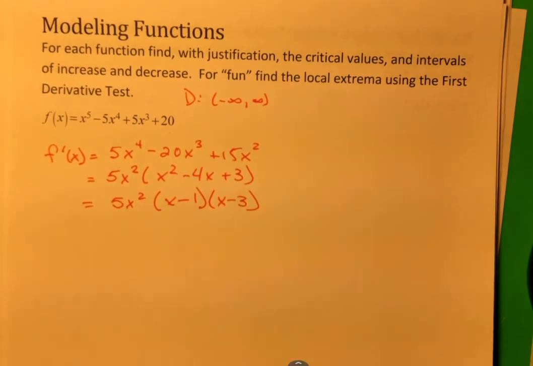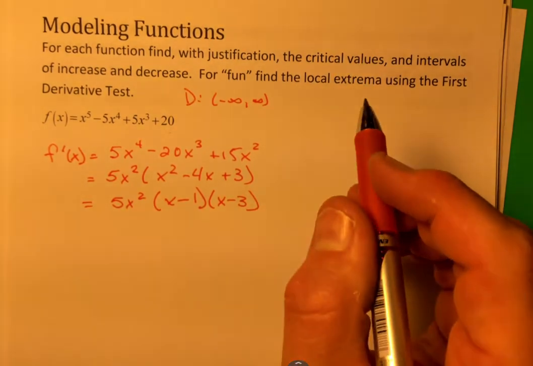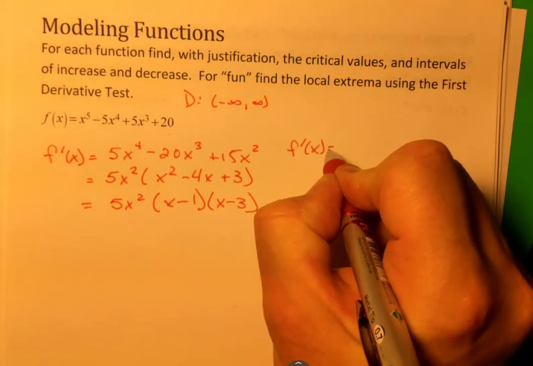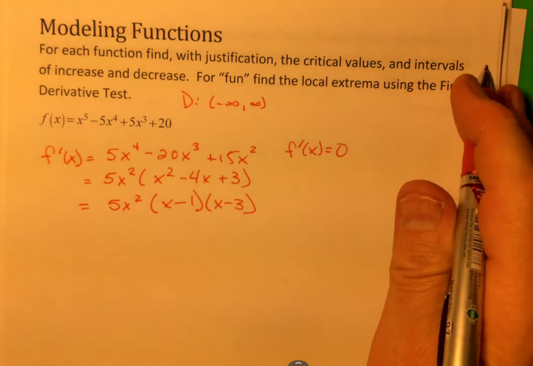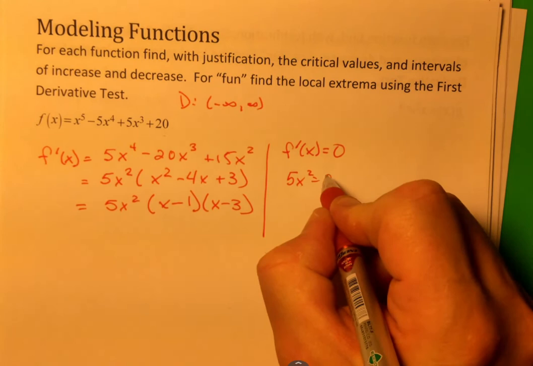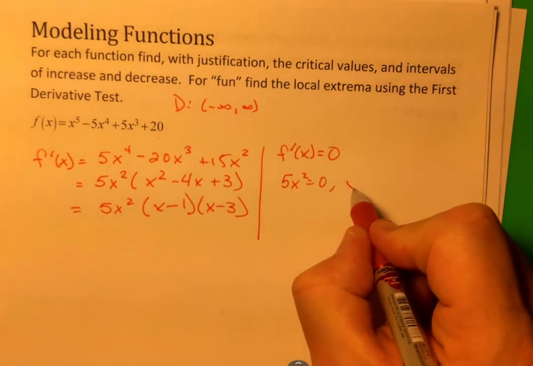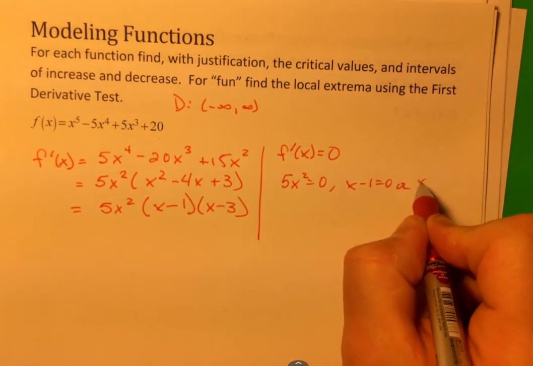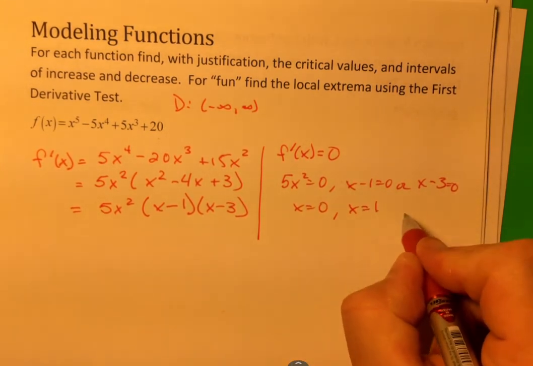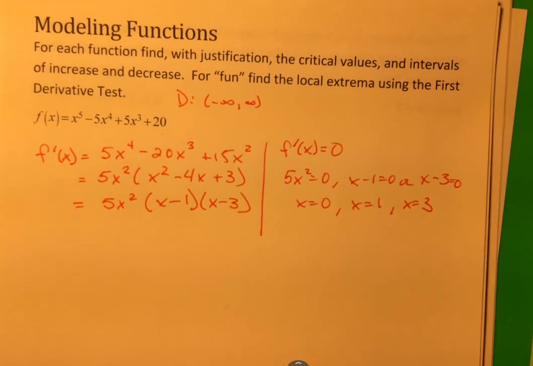Now, f prime is itself a fourth degree polynomial, and therefore it exists for all reals. So that's the first part of the definition of critical point for f of x. And now the second part is, when is this 0? Well, this is 0 if 5x squared is 0, or x minus 1 is 0, or x minus 3 is 0. I would hope that you could do these by inspection.